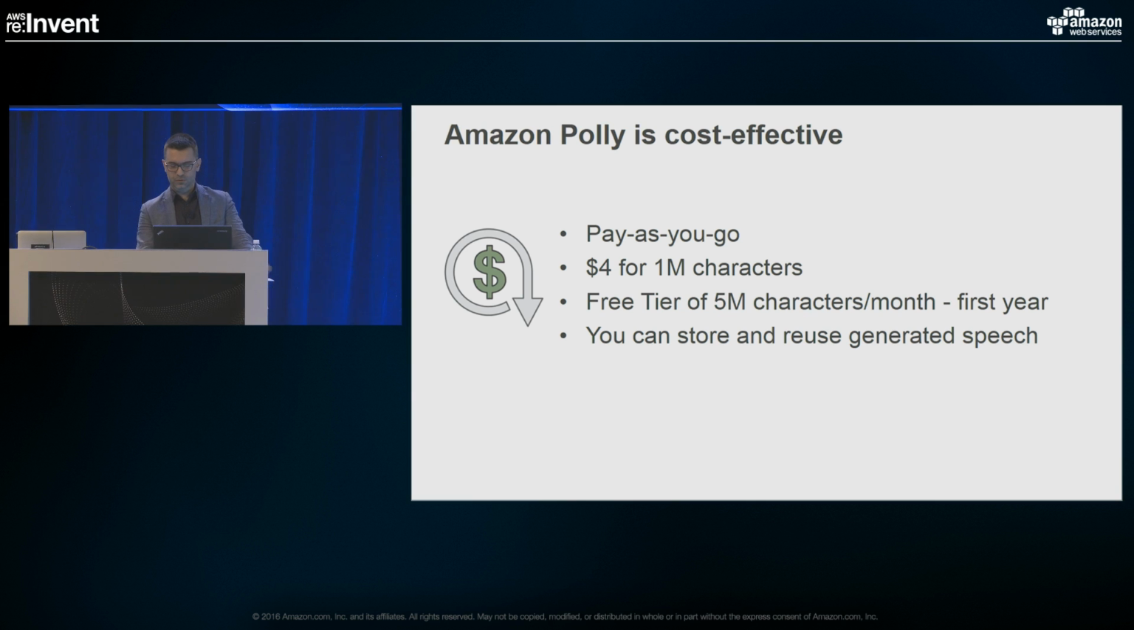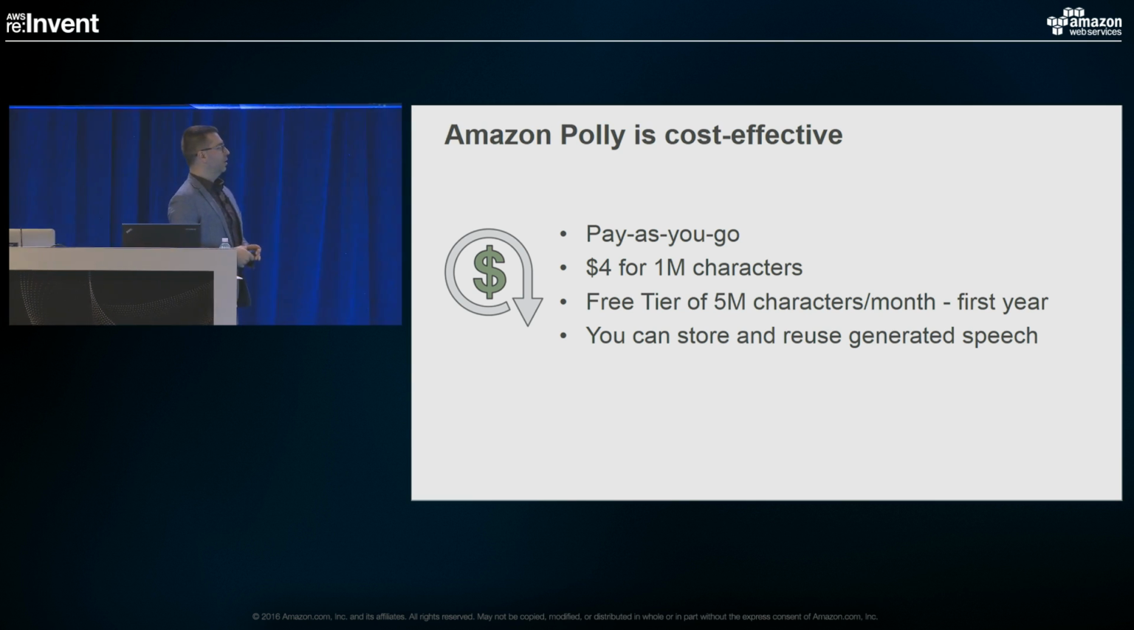So the names are A Game of Thrones, A Clash of Kings, and A Storm of Swords, if I remember correctly. So what does it mean to have 5 million characters of a free tier?